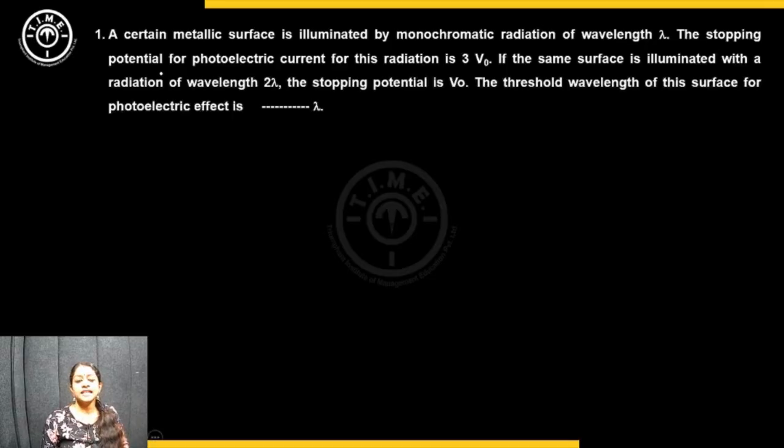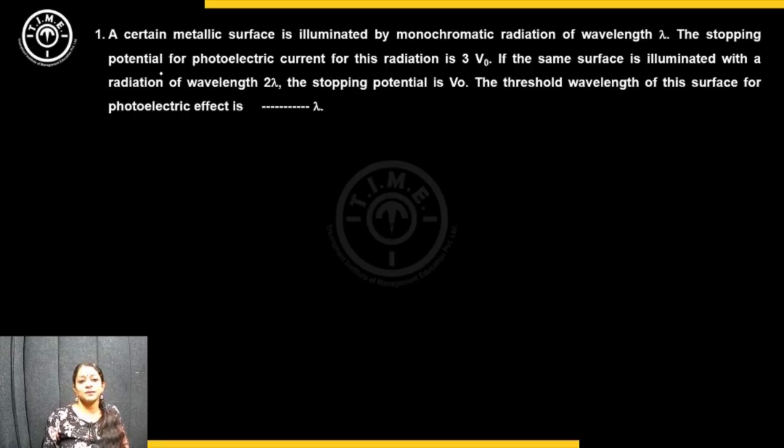A certain metallic surface is illuminated by monochromatic radiation of wavelength lambda. The stopping potential for photoelectric current for this radiation is 3V0. If the same surface is illuminated with a radiation of wavelength 2 lambda, then the stopping potential is V0. The threshold wavelength of this surface for photoelectric effect is dash lambda. So that is a JEE question.